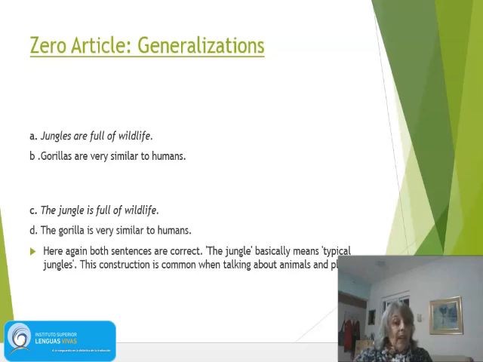I can also say the jungle, but in singular, with the same meaning. The jungle is full of wildlife. The gorilla is very similar to humans. But remember that we use zero article when we speak about something in general.